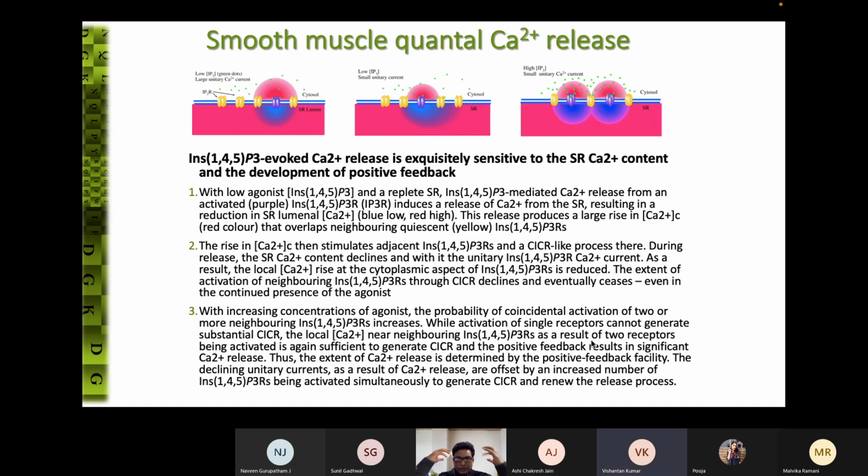Are these oscillations like uniform oscillations, or are these like random spikes and drops?